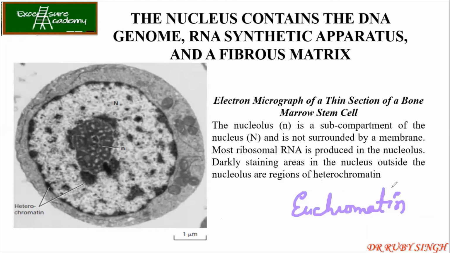Ma'am, that is an area that is darkly stained and less active. Yes, in this case the dark patches present are the heterochromatin, and it is less active. What do you mean by less active? It is a region where genes are not expressed. Yes, genes are not expressed. Very good. So euchromatin means where the genes are being expressed. Good.